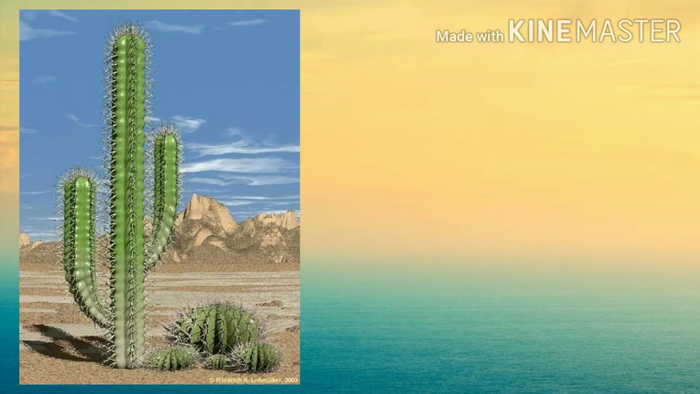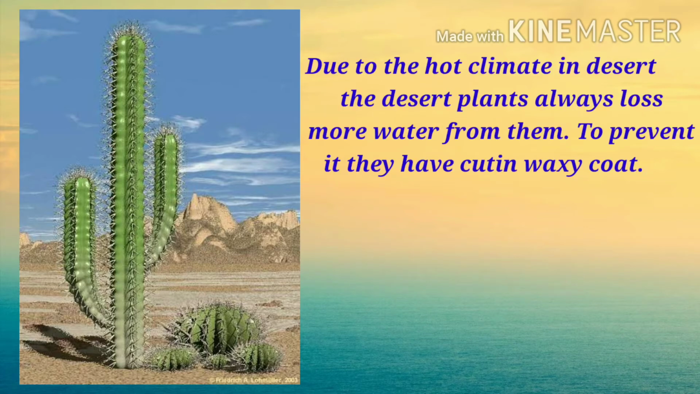You know what is the need of preventing water loss in desert plants? Yes, the desert is that hot, right? So the desert plants would lose a very high amount of water from their body. So that can be prevented by the cutin covering of the epidermis.